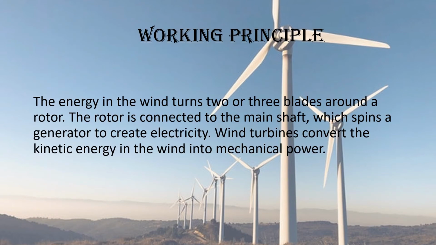Up till now, we have seen the working of the entire components. So, the working principle of the wind energy system is that the energy in the wind turns two or three blades around a rotor. The rotor is connected to the main shaft, which spins a generator to create electricity. Wind turbines convert the kinetic energy in the wind into mechanical power.